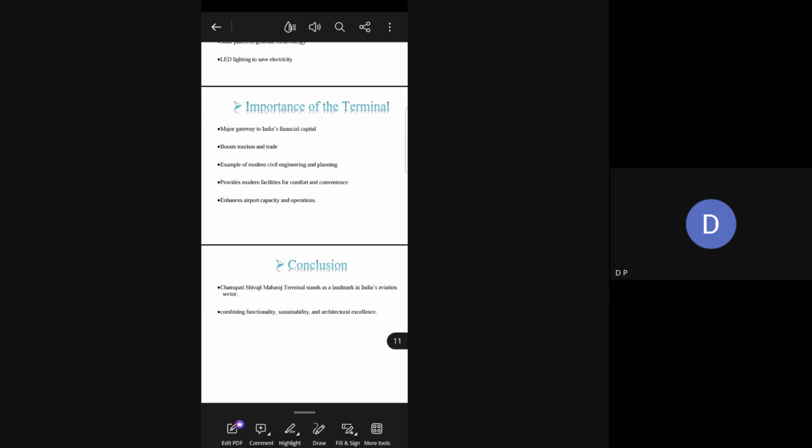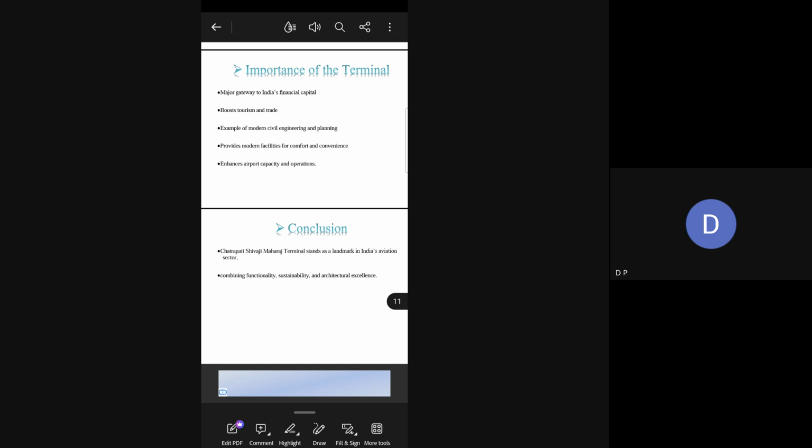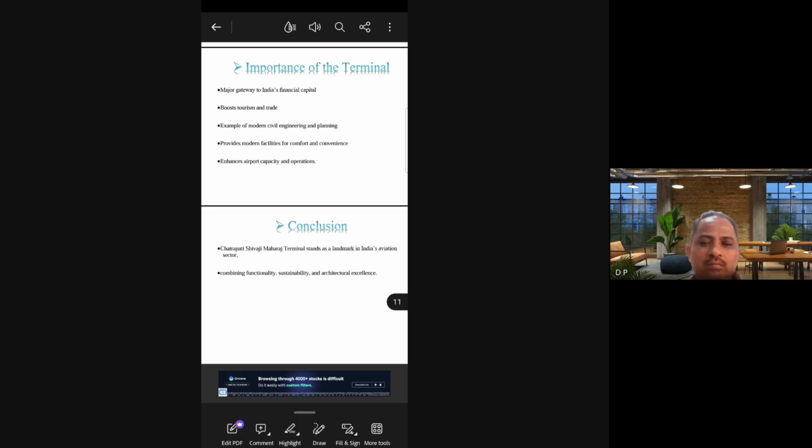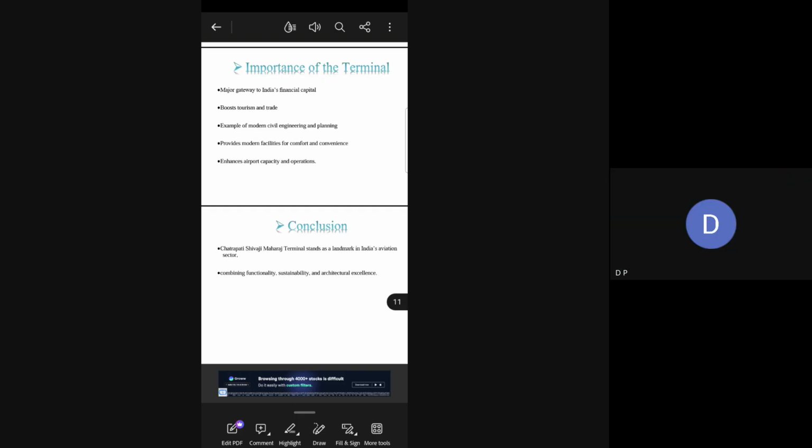Importance of the terminal: a major gateway of India, boosts the economy, tourism, and trade. An example of modern civil engineering and planning, providing modern facilities, comfort, and convenience, and enhancing airport capacity and operations. Conclusion: Chhatrapati Shivaji Maharaj Terminal stands as a landmark in India's aviation sector, a combination of functionality, sustainability, and architectural excellence. Thank you, sir.